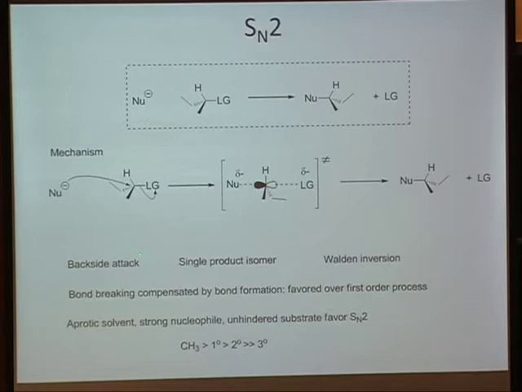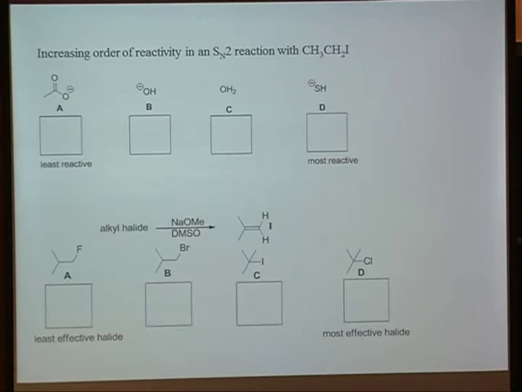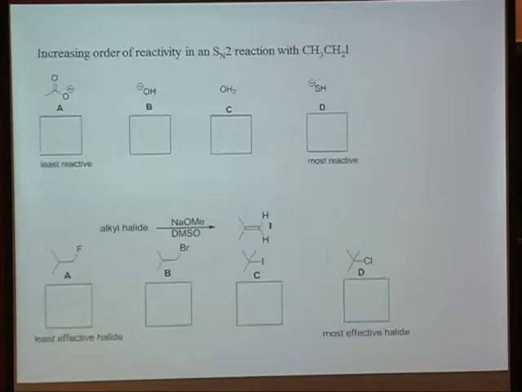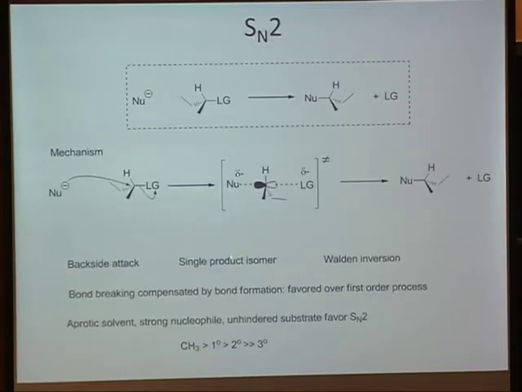What happens in first order processes? I'll just skip forward just so you can see what happens in the first order process. You see in the first order process, the leaving group leaves first. You get a carbocation. There's nothing to compensate this first step, which is the slowest step. So first order processes are not as favored. We'll come back to it, all right? Just keep in mind SN2 and E2 are more favored than first order processes.